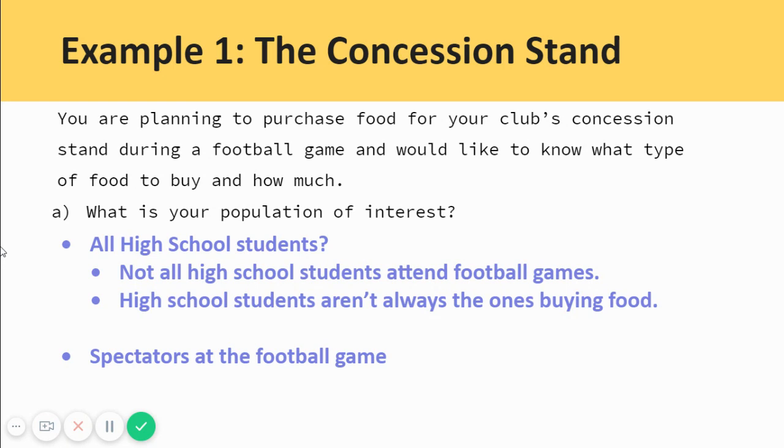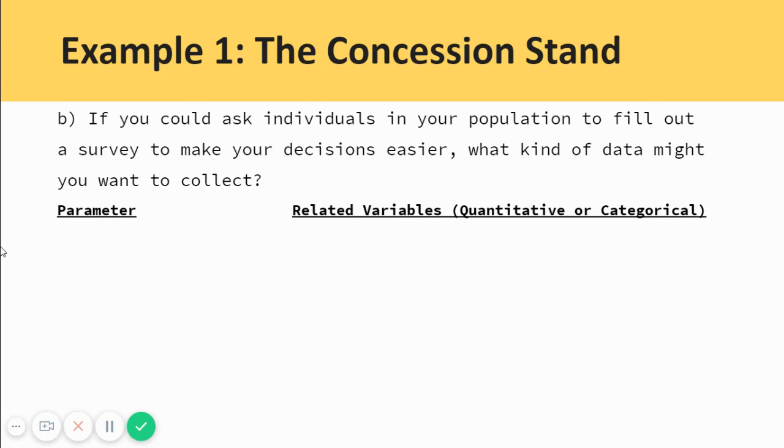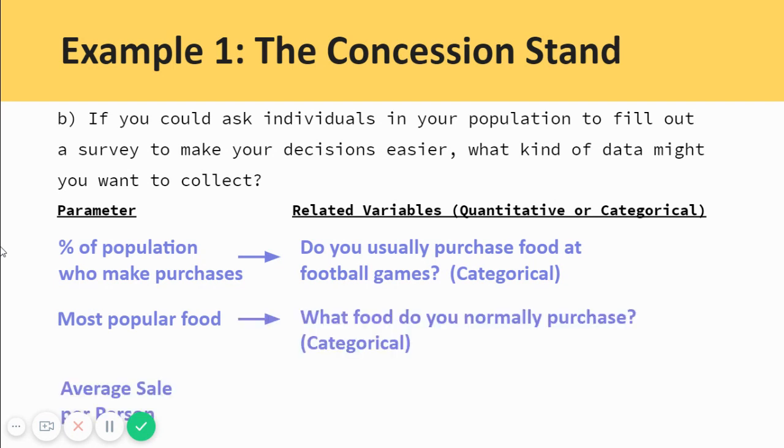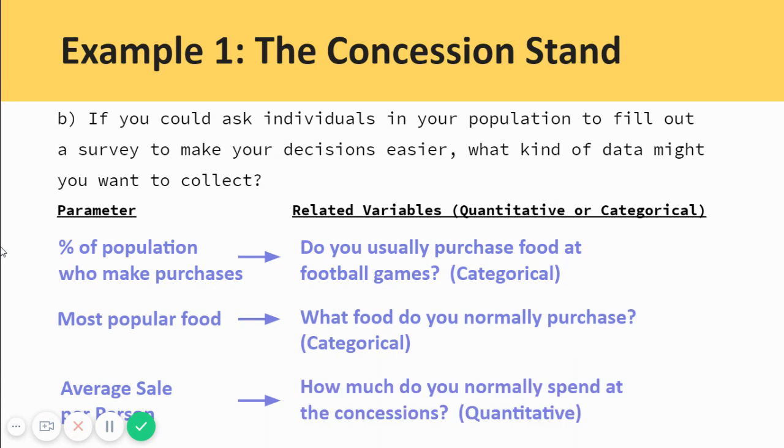So now, how are we going to get information about what kind of food we should buy and how much? Well, we might design a survey. So if we fill out a survey, what kind of information would we want? We would want, who's going to buy the food? What kind of food you eat? How much food you usually buy or how much money you usually spend? That would be a quantitative variable.